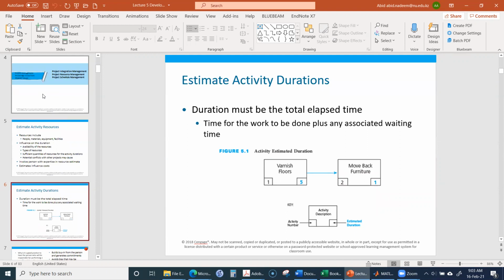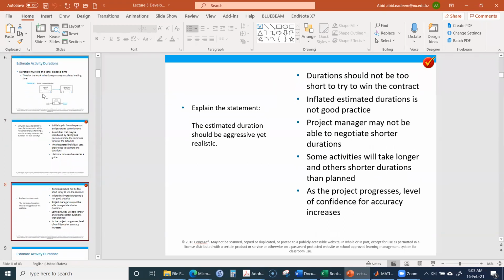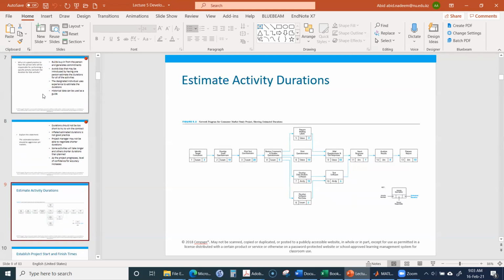estimating the activity durations, and why is it good practice to have the person who will be responsible for performing a specific activity estimate the duration for that activity. So that we also covered it, and explain the statement the estimated duration should be aggressive yet realistic. So today we will start from here, estimate the activity durations.